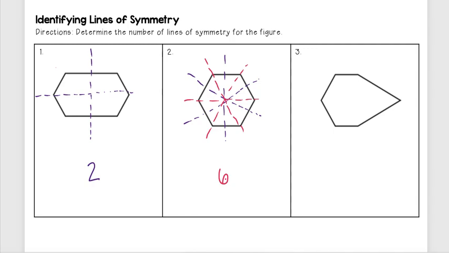Okay, go ahead and pause the video and try to figure out how many lines of symmetry this last one has. So for this last one, you should have gotten that it only has 1. I see if I try to put a line anywhere else, it's not going to be the same on either side. So this one actually only has 1 line of symmetry.